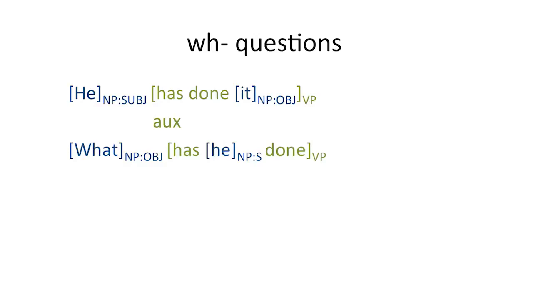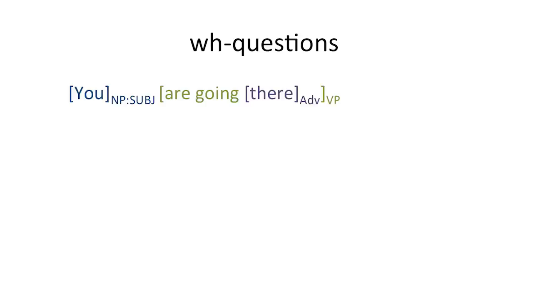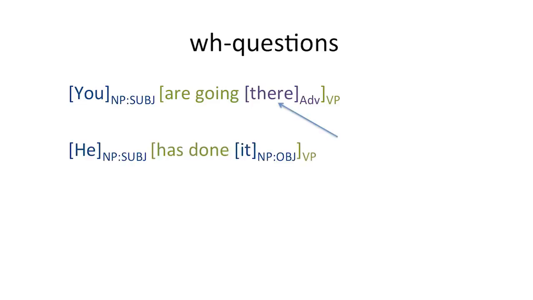The bit of the clause that's being questioned can be any part of the clause. In you are going there, where are you going? The question was about an adverb. In the second example, he has done it, what has he done? The question was about the object noun phrase. And no matter what it is that's being questioned, the question word comes first.